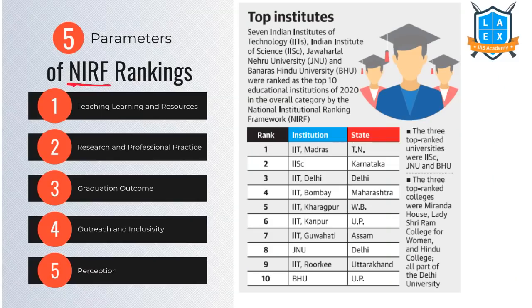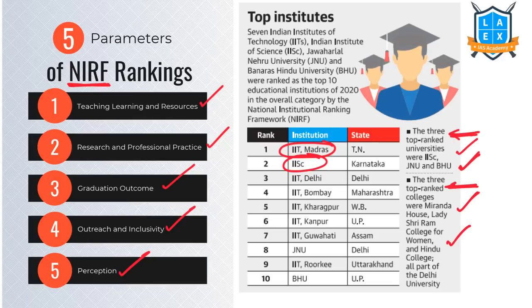This is NIRF ranking. NIRF ranking, as we said, considers 5 parameters: teaching, learning, resources, research and professional practice, graduation outcomes, outreach and inclusivity, perception. These are 5 parameters which are considered under NIRF. IIT Madras has topped this year. IISc Bangalore is in second position. The 3 top ranked universities are IISc, JNU and BHU universities. And 3 top ranked colleges are Miranda House, Lady Sri Ram College for Women, Hindu College. These 3 are part of Delhi University. Important.